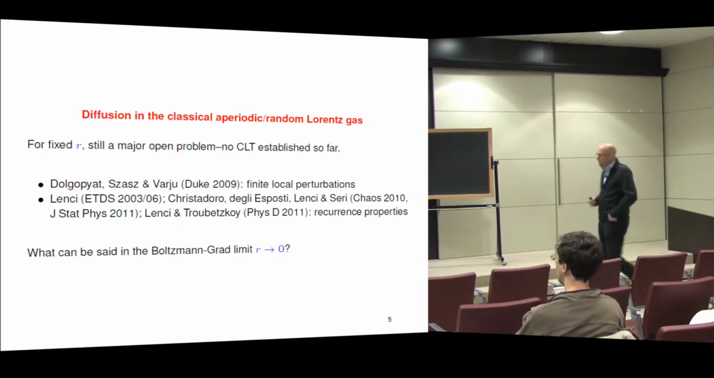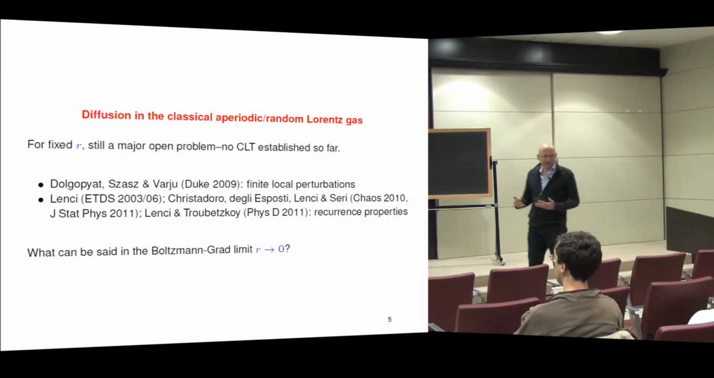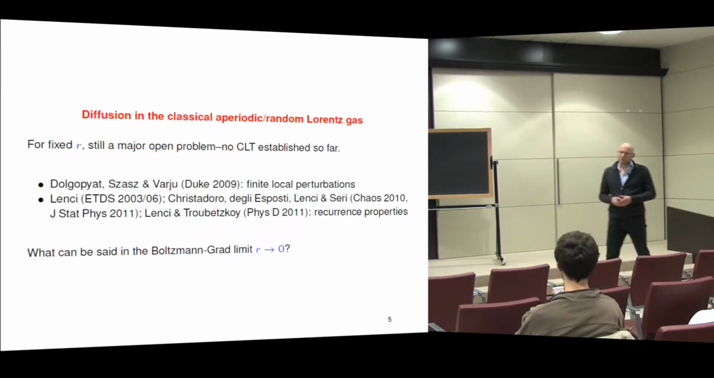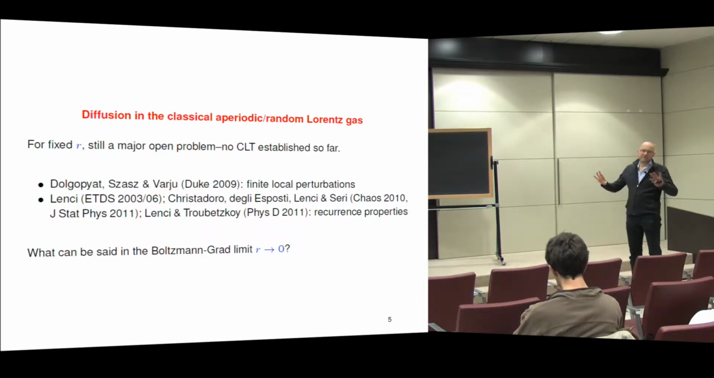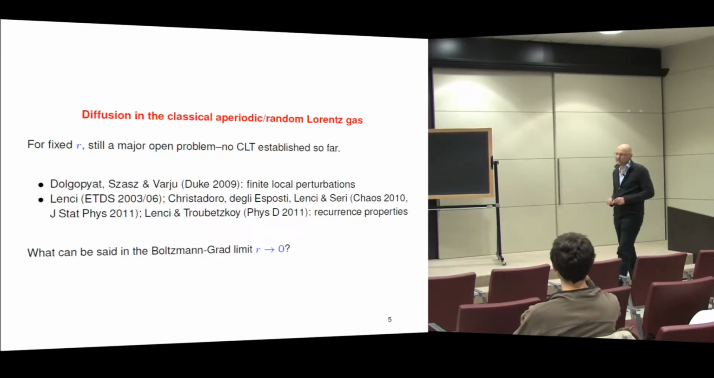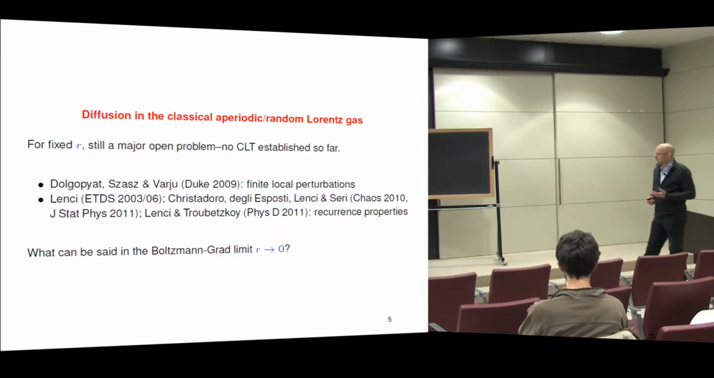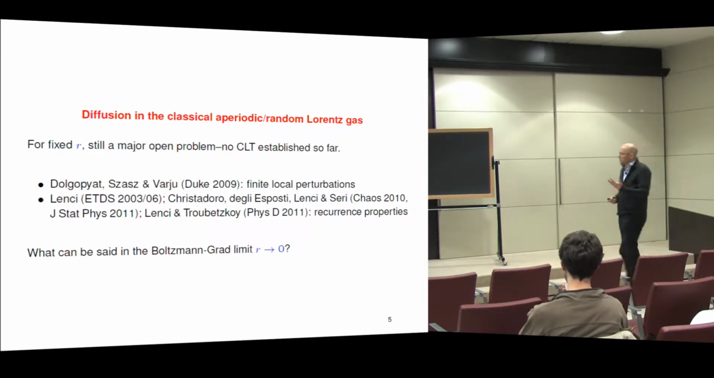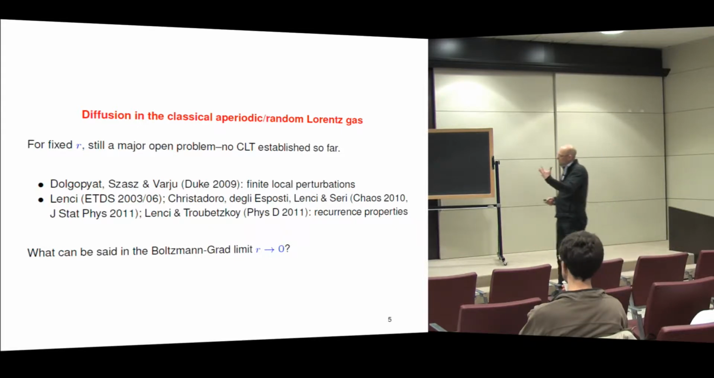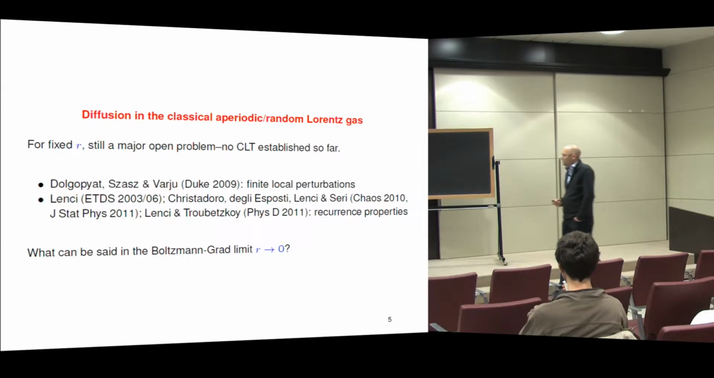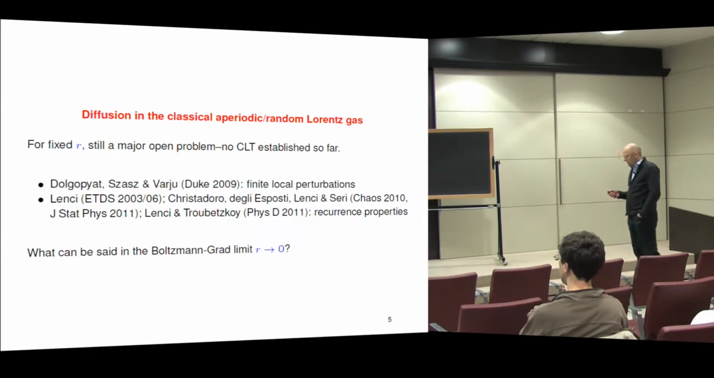Now, when we go away from the periodic setting and the Lorentz gas, again, almost nothing is known. We do not know whether for a fixed aperiodic scatterer configuration there is a central limit theorem. The effects are very, very subtle, so even when you take a periodic Lorentz gas and you perturb a finite number of scatterers, you see very interesting effects.